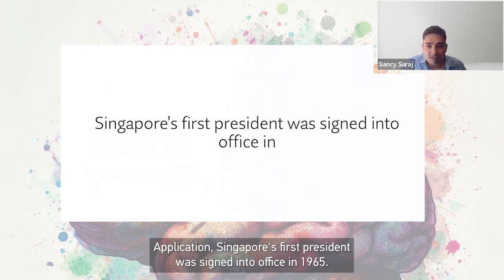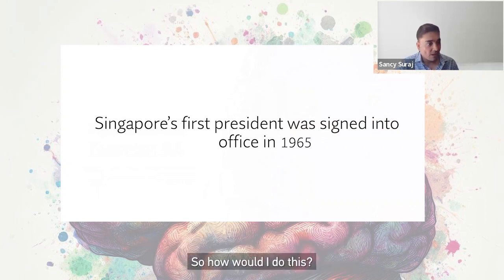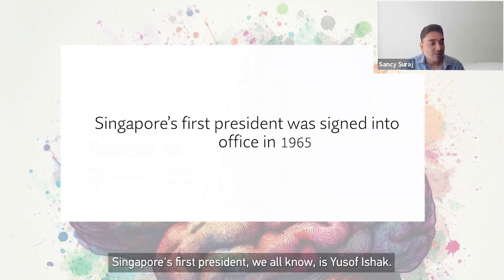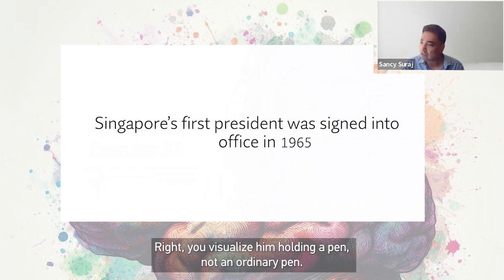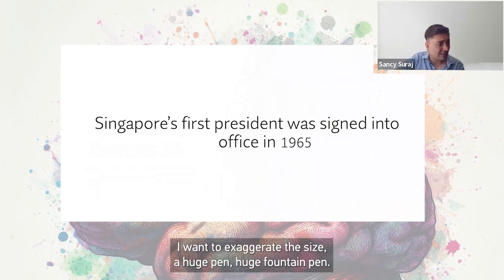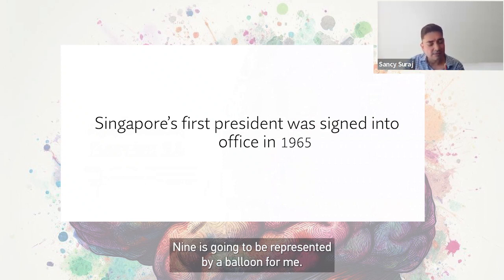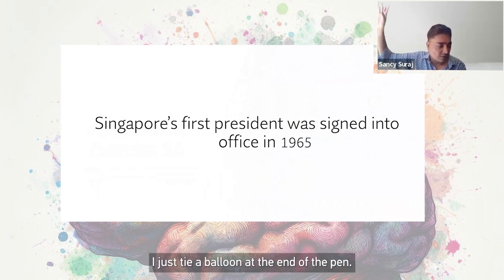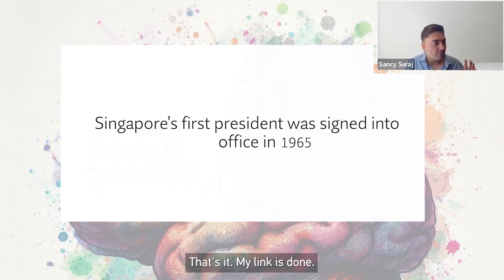Application. Singapore's first president was signed into office in 1965. So how would I do this? So Singapore first president, we all know Yusof Ishak, right? You visualize him holding a pen, not an ordinary pen. I want to exaggerate the size. A huge pen, huge fountain pen. 9 is going to be represented by a balloon for me. I just tie a balloon at the end of the pen. That's it. My link is done.